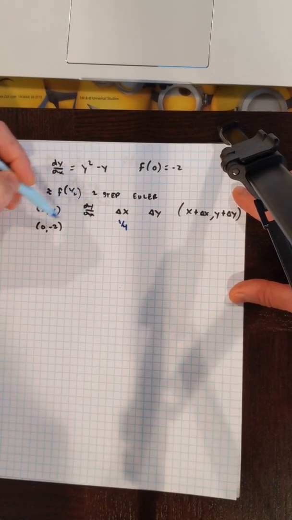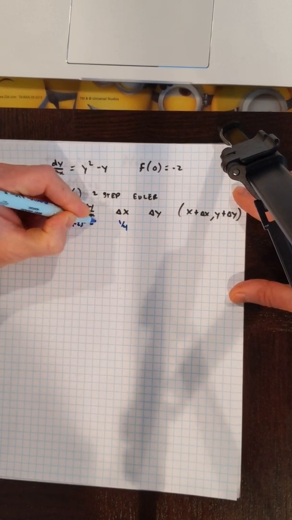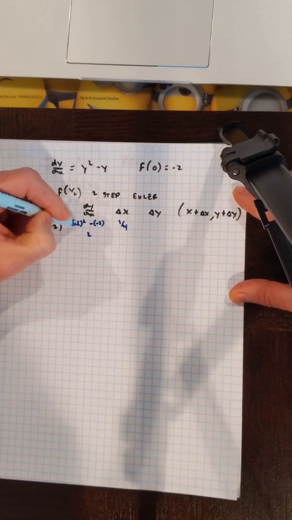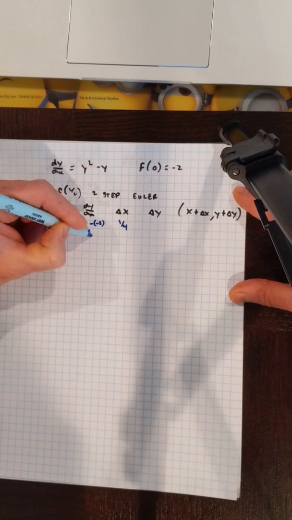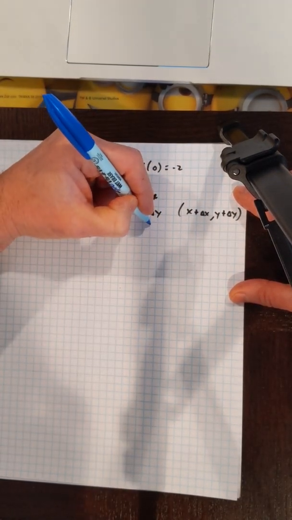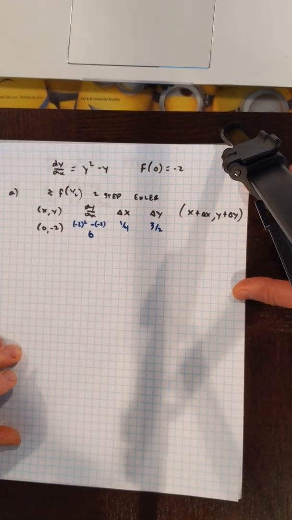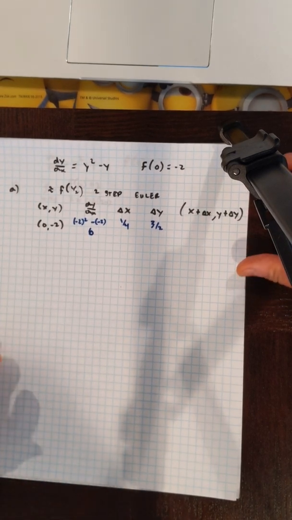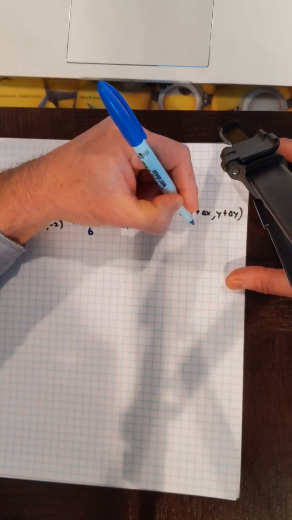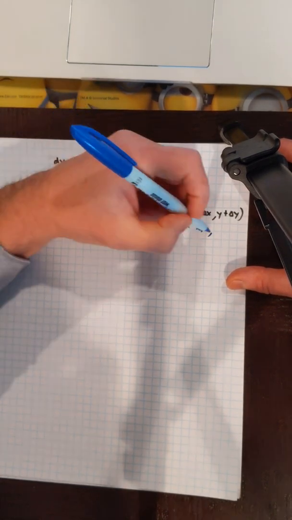Your derivative is based on the y's, so y squared minus y gives you 2. I'm sorry, gives you 4 plus 2 is 6, apologize. And then 6 times 1/4. Now again, we don't have to worry about reducing, but you can do it however you want to, but it's 3/2, which gives you a new point. 0 goes to, you add the 1/4, it's 1/4, and then you take the y, -2, and add 3/2 gives you -1/2.